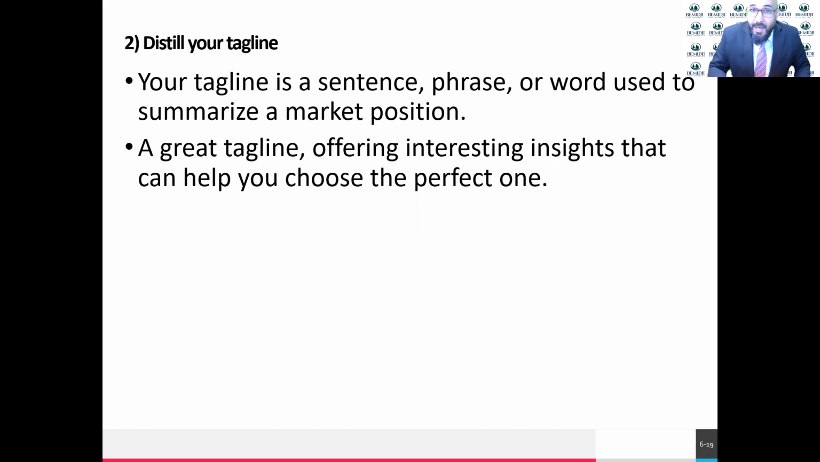Next is your tagline. Your tagline is a sentence, a phrase, or word used to summarize a market position. So just one sentence. What is your tagline? A phrase, a sentence that will summarize a market position. A great tagline offers interesting insights that can help you choose the perfect one.